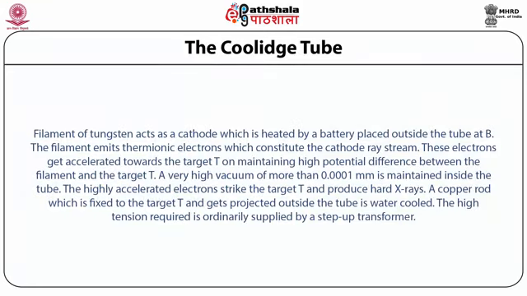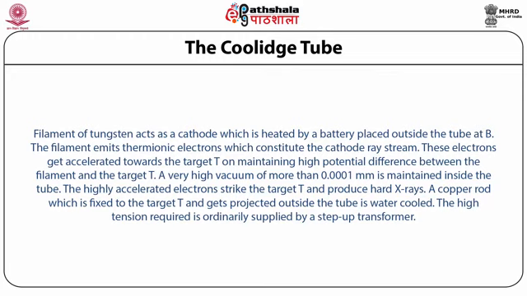A filament of tungsten acts as a cathode, which is heated by a battery placed outside the tube at B. The filament emits thermionic electrons, which constitute the cathode ray stream. These electrons get accelerated towards the target T on maintaining a high potential difference between the filament and the target T. A very high vacuum of more than 0.0001 mm is maintained inside the tube.